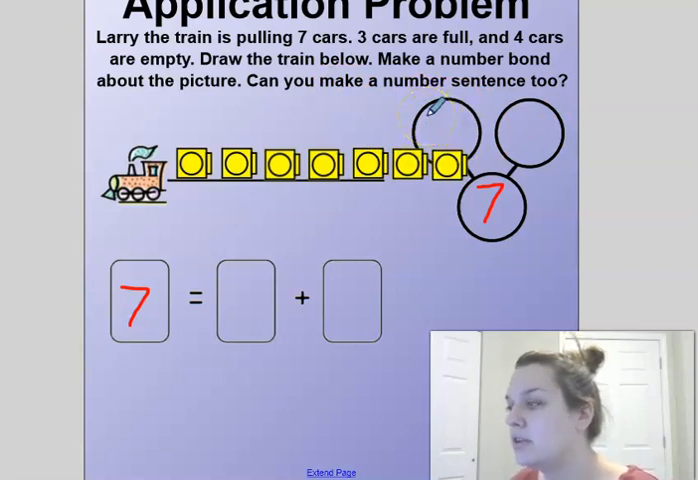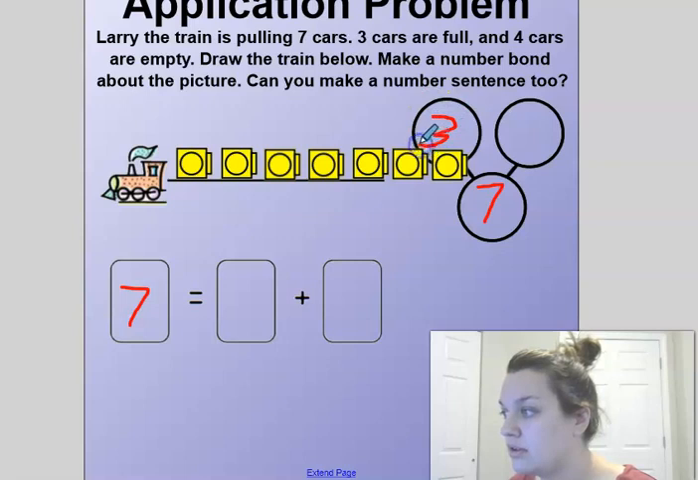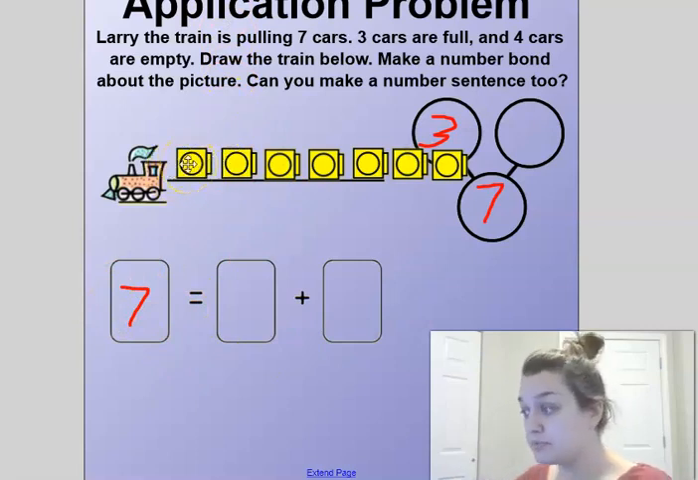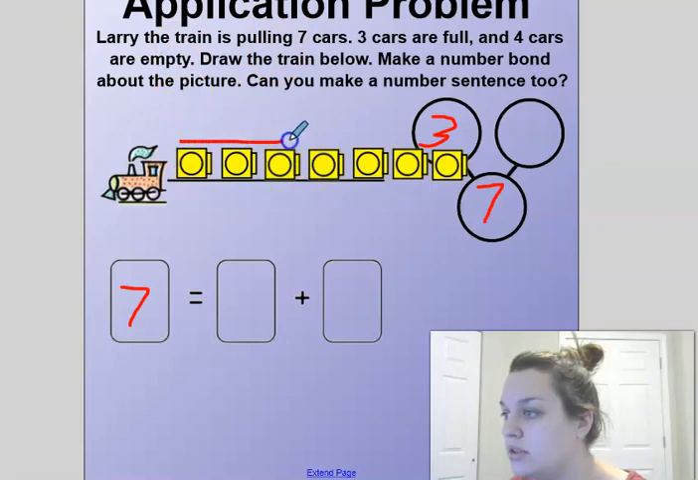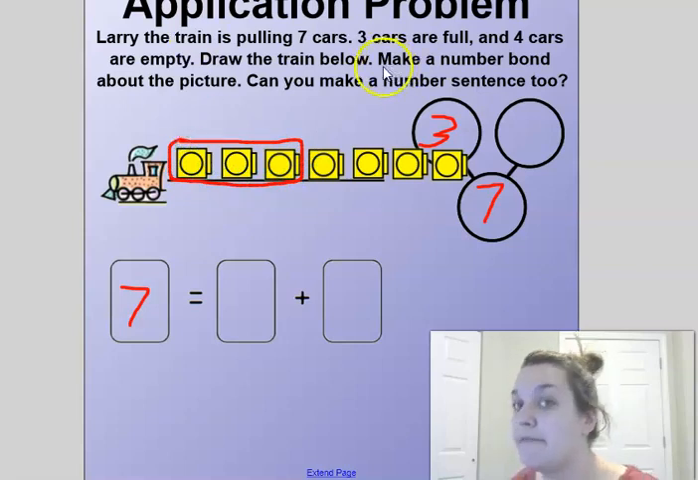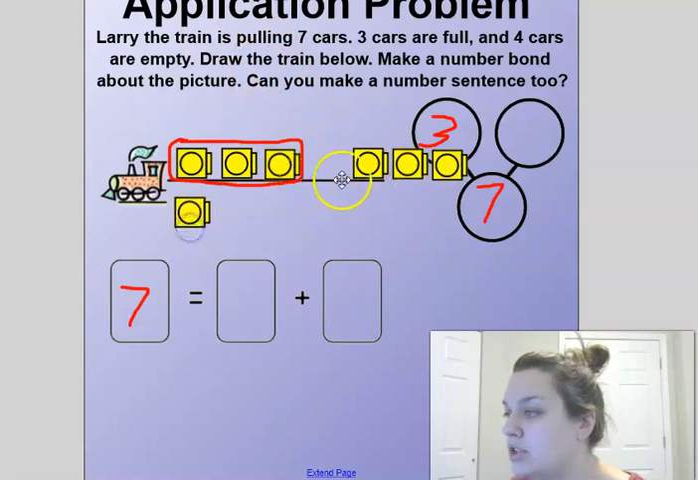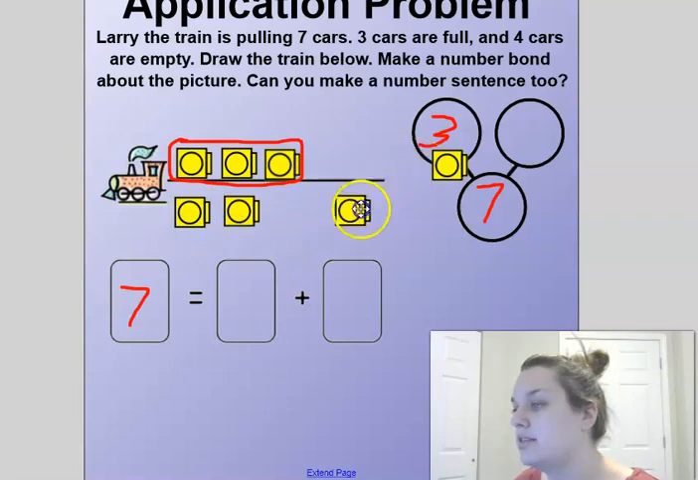So what did they say? How many cars are full? 1, 2, 3. 3 cars are full. Okay? So I'm going to go over here and I've got to start separating my cubes so that I can get a clearer picture. So 3 cars are full. So 1, 2, 3. Only these 3 cars right here are full. Now it says and 4 are empty. So to be more organized, I'm going to move these 4 down here just to separate it for my own brain to recognize. So my 3 cars that are full are on the top, and my 4 cars that are empty are on the bottom.